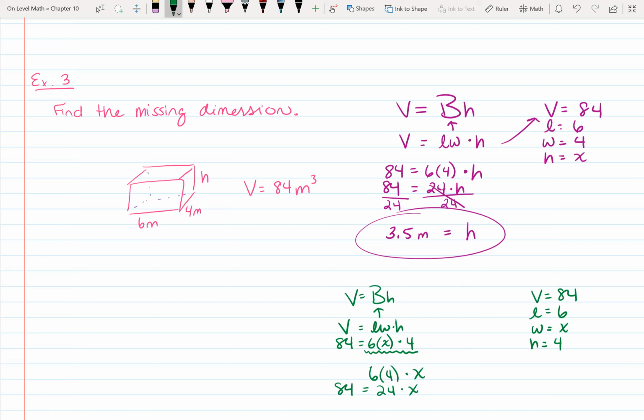You are skipping number 5, I believe. Let me see. You know what? That might have been tomorrow's homework. No, you are not skipping number 5. I apologize. Do not skip number 5. Do numbers 1 through 7.